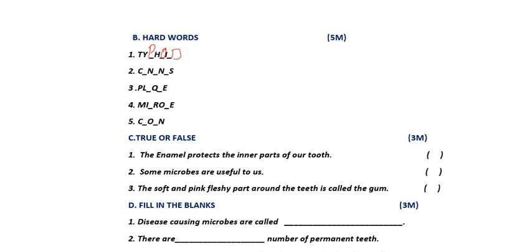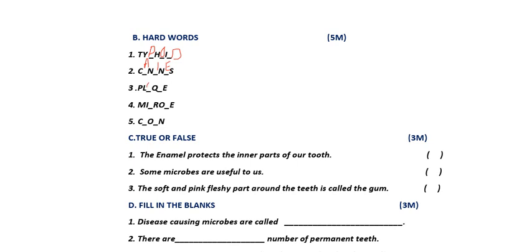Next one. Second one is C dash N dash N dash S. Canines. What is the spelling of canines? C-A-N-I-N-E-S. So what is the spelling of canines, children? Canines.